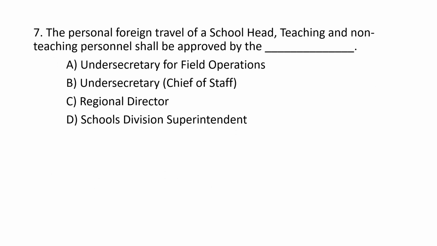Number 7. The personal foreign travel of a school head, teaching and non-teaching personnel shall be approved by the blank. A. Undersecretary for Field Operations. B. Undersecretary or Chief of Staff. C. Regional Director, and D. Schools Division Superintendent. What is your answer?